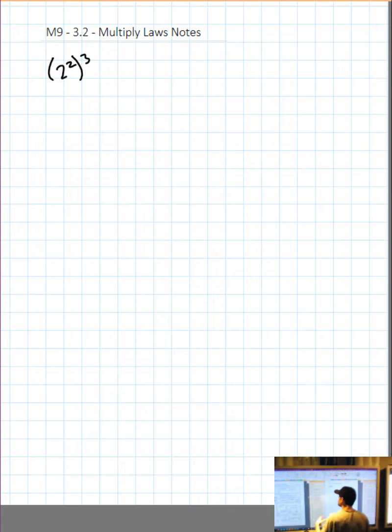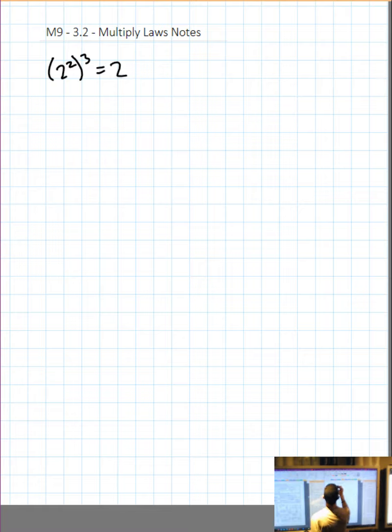Well, 2 squared is simply 2 times 2. And cubed just means 3 of those. So as you can see in the notes, I've taken 2 squared cubed and called it 2 times 2 all cubed. And then I've said 3 of those, 2 times 2, times 2 times 2, times 2 times 2. Then I'm multiplying with the same base, so I know that it's just 2 to the 6. Now there must be a better way.